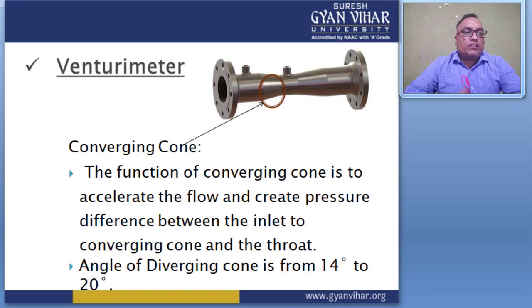The first section of this venturimeter is the converging cone section. The converging cone section is a very important section of this venturimeter, and it accelerates the flow and creates a pressure difference between the inlet to the converging cone and the throat side. And the angle of the diverging cone is from 14 to 20 degrees. Here the angle is 14 to 20 degrees, right?